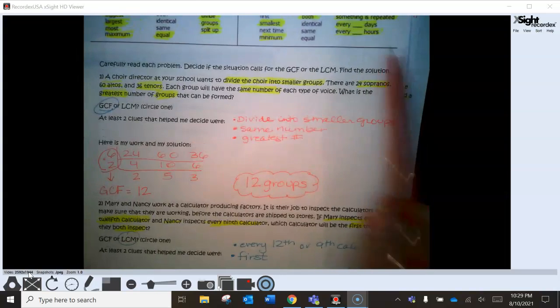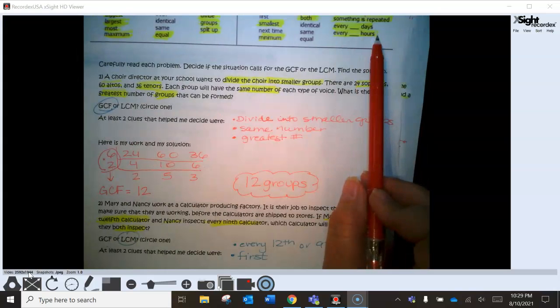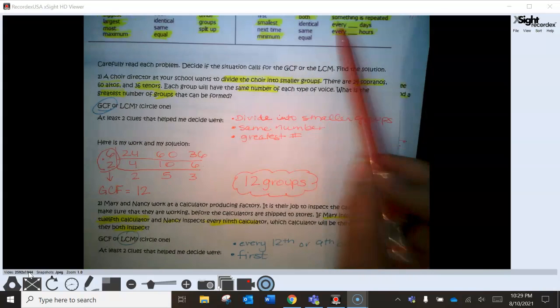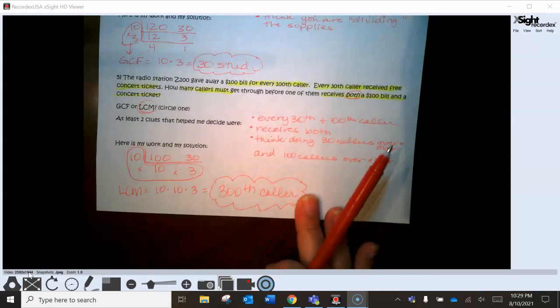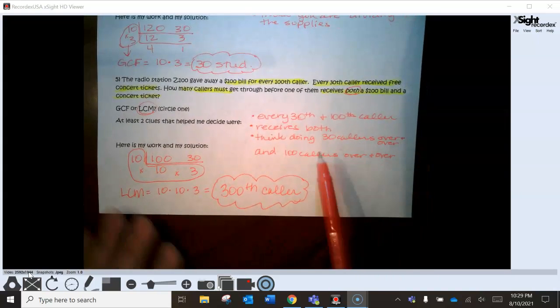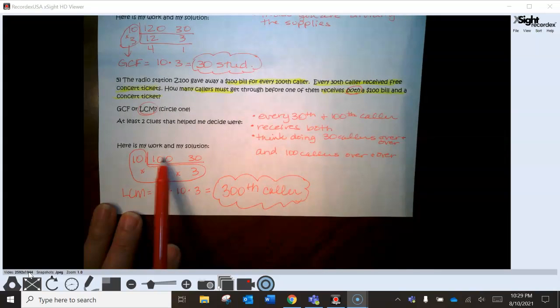And that's some of the key words over here. Do you see? Every blank something. And we're doing something repeatedly. That lets you know that we're finding the LCM. All right. So when you find the LCM of 30 and 100, you get the 300th caller is going to win $100 and a concert ticket.